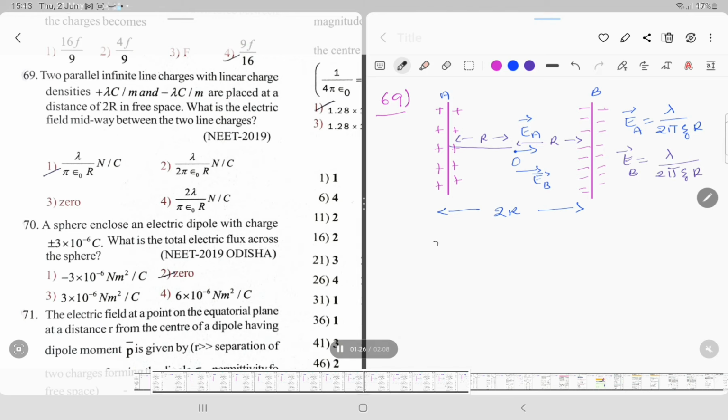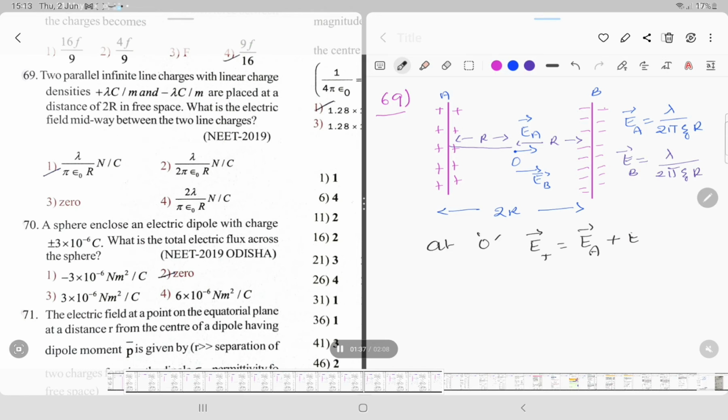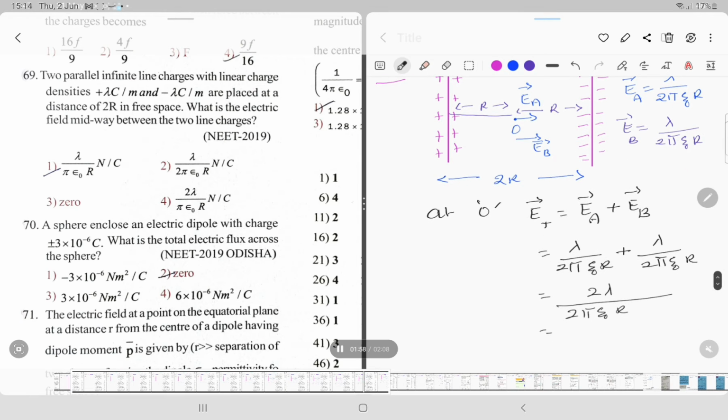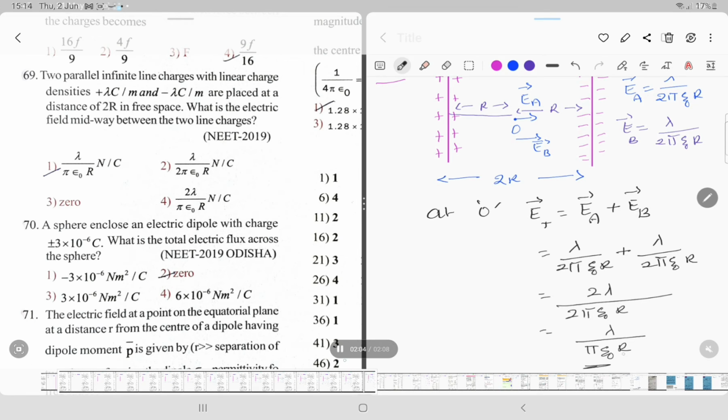Next, there are two electrical fields, and we find the total electrical field at O. The total electrical field vector E is equal to vector EA plus vector EB. Both are acting in the same direction. Substituting their formulas, lambda by 2 pi epsilon naught R plus lambda by 2 pi epsilon naught R. The denominator is the same, so lambda plus lambda is 2 lambda by 2 pi epsilon naught into R. The 2 gets cancelled, and lambda by pi epsilon naught into R is the answer.